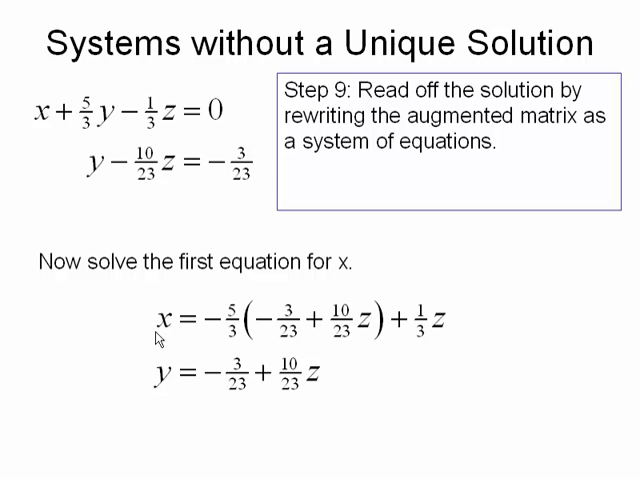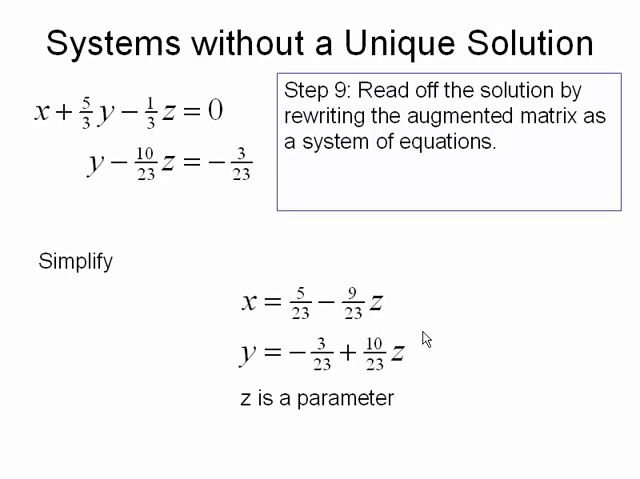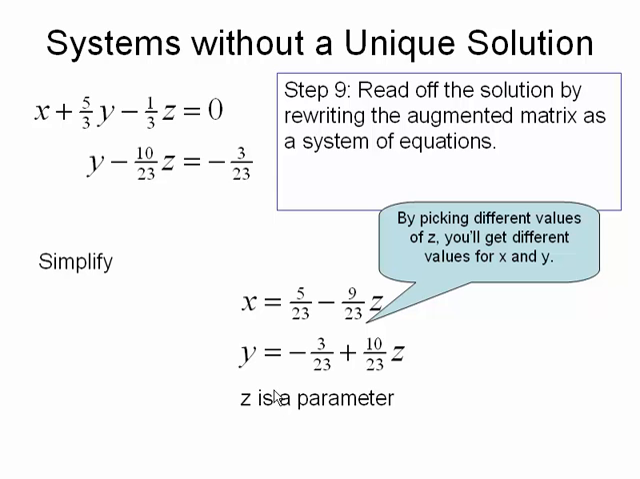If I now solve that for x, I get x equals minus 5/3 times the quantity negative 3/23 plus 10/23 z, plus 1/3 z. And when I simplify that, I see now that x is equal to 5/23 minus 9/23 z. The y is still what we had before, negative 3/23 plus 10/23 z. But now I have both x and y written in terms of z. So that means z is a parameter. You can pick any value you want for z, which is reasonable for the problem, and you'll get different values for x and y.